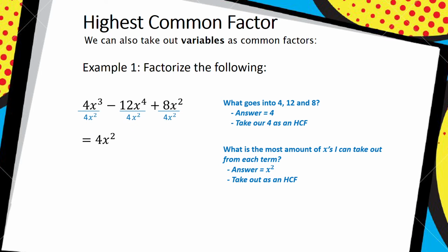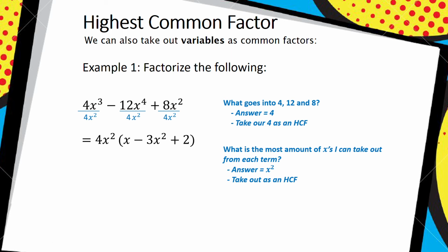And now I need to open up my bracket and say what's left over once I've divided through by my highest common factor. So in this case, the 4's would cancel and the x's would cancel, but I'm still left with an x at the top there. Over here, 12 over 4 will give me 3. And again, the x's will cancel, but I'm left with 2 x's at the top, because remember you subtract your exponents. And then the last one, my x's will completely cancel out, but I've got 8 over 4, which equals 2. So that's your final answer.